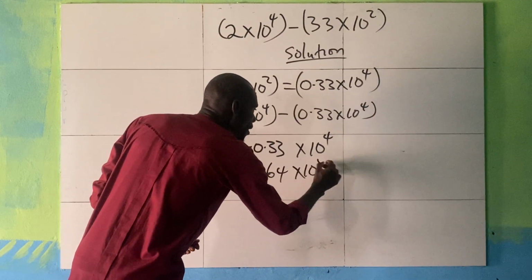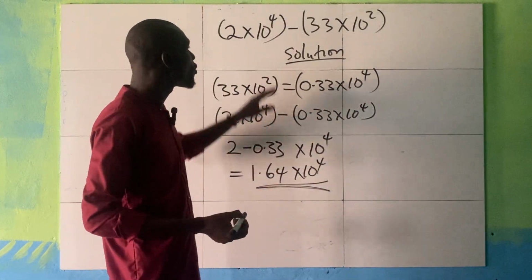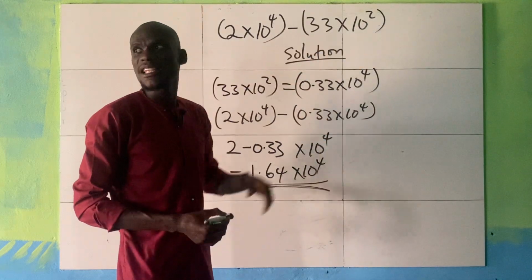1.64 times 10 raised to the power of 4. So this is our final answer when we subtract these 2 numbers that are in standard form.